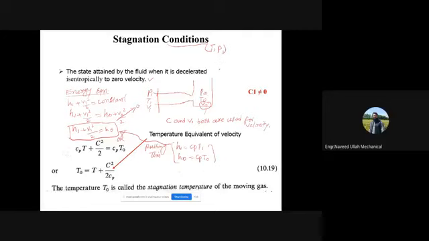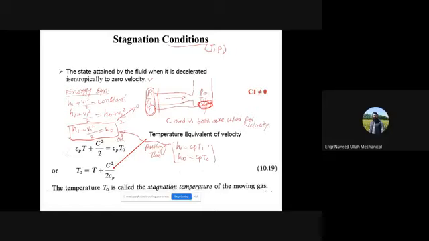Let's say for example this is your reservoir, where the flow is coming from, and we have the inlet pressure P1, inlet velocity V1, and the inlet temperature at this point is T1. Now the flow is like this, and somehow you brought this velocity V1 to 0 at this reservoir. The flow is ended, and you have this reservoir over here.